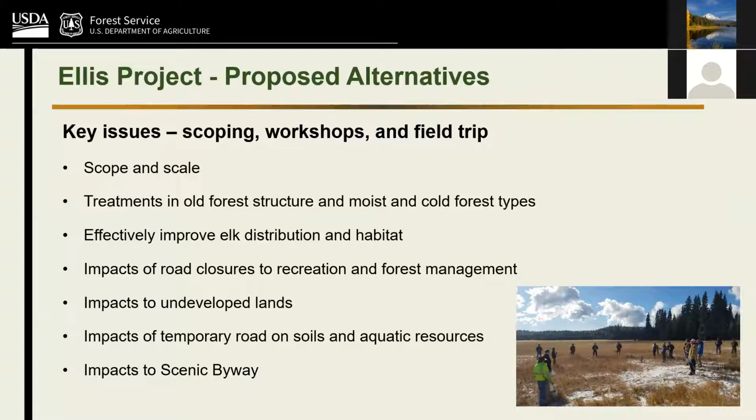So the key issues are just the scope and scale, and this is a very brief summary that I have up here. The key issues are: scope and scale of the project, proposed treatments in old forest structure and moist and cold forest types, whether or not the project will effectively improve elk distribution and habitat, impacts of road closures to recreation and forest management, impacts of the treatments to undeveloped lands, impacts of temporary roads on soils and aquatic resources, and impacts to the scenic byway.